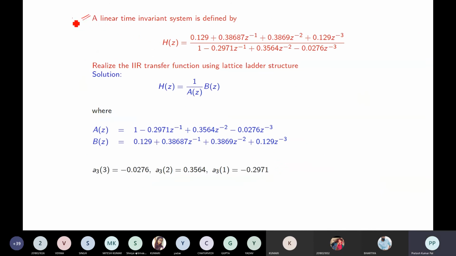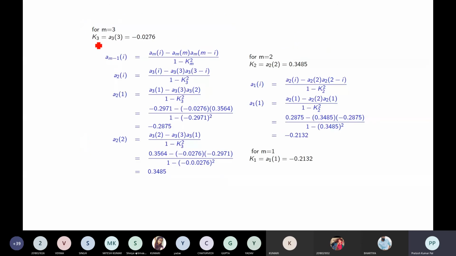A similar question is there. Okay, so this is the numerator polynomial and this is the denominator polynomial. Similarly, we can first consider A of z, which is given as the denominator polynomial. Similarly, B of z is the numerator polynomial. In the denominator polynomial, we will have a3 of 3 coefficients directly, a2 of 2, a1 of 1, that we have already gone through. From there we can find k1, k2 and k3.